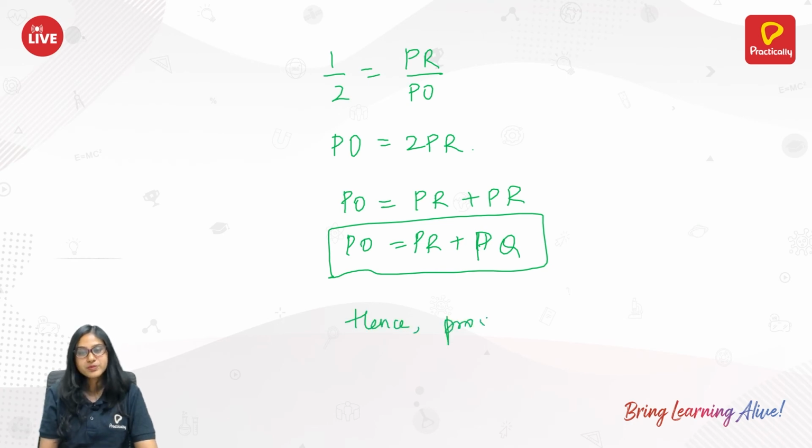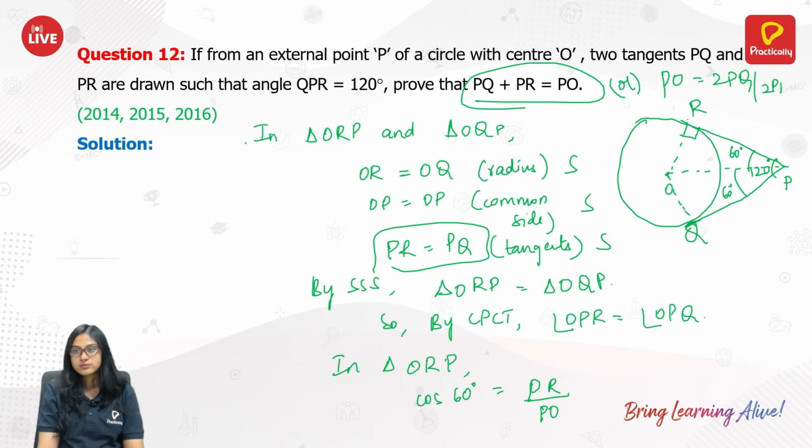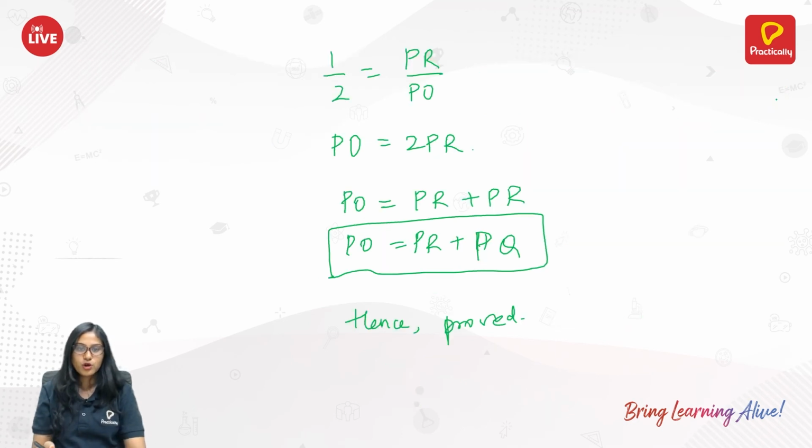Easy, right? Now, let me tell you, this question can be asked as PQ plus PR equals PO, or it can also be asked as prove that PO equals 2PQ or 2PR. That is what we got here. So it can be asked in either of these formats. So you can do it because now you know.